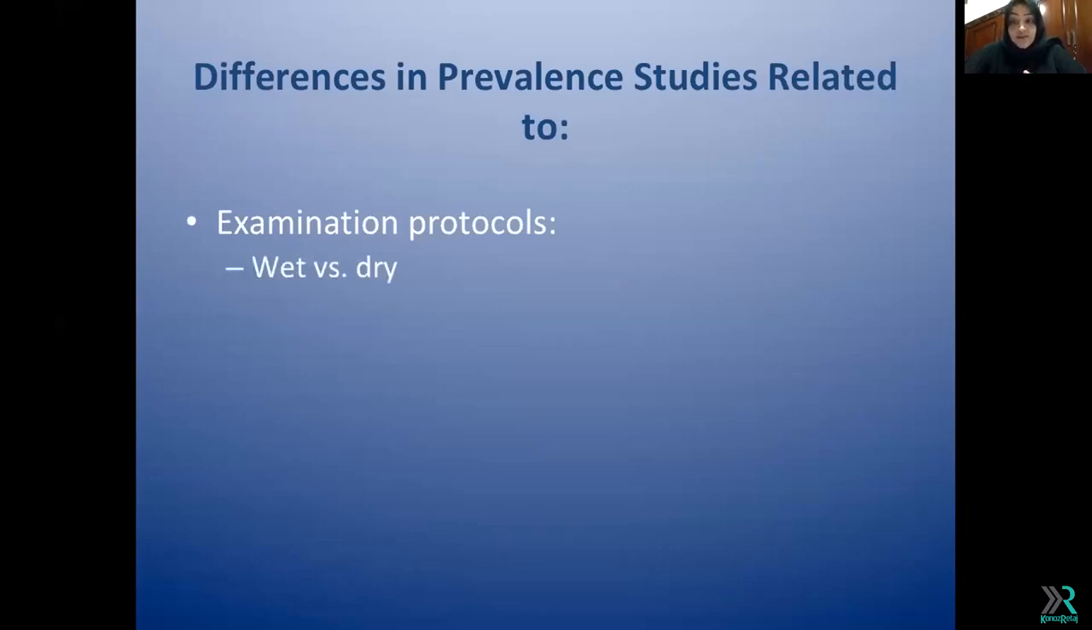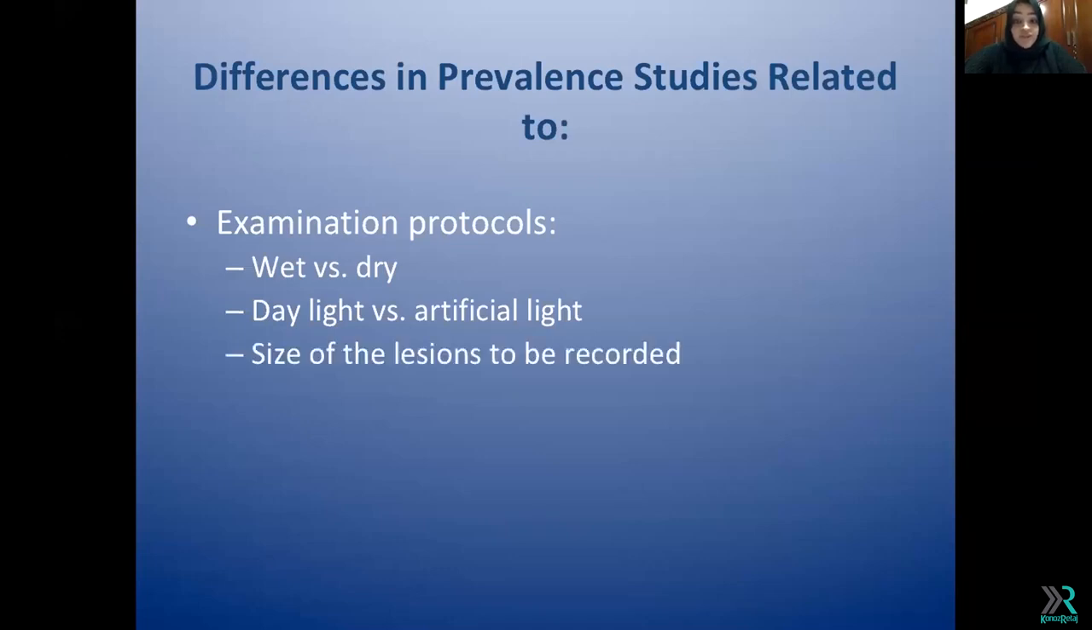Some of the studies did the examination while the teeth were wet, in accordance with the guidelines of the European Academy of Pediatric Dentistry. Others examined the teeth while they were dry. Some of the studies used daylight. Others used artificial light.